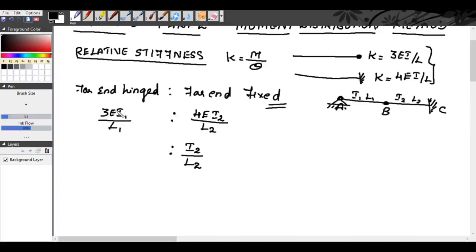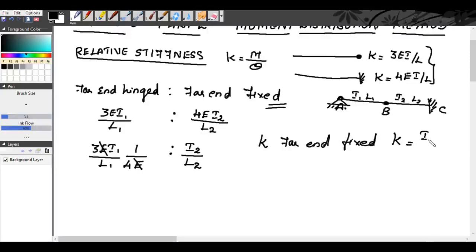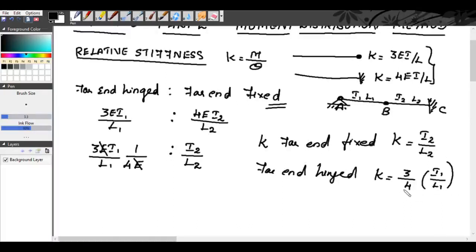So what does it become for the far end hinged? It is 3EI1 by L1 divided by 4EI2 by L2, so we can cancel the E and E. The relative stiffness is represented by K. For the far end fixed, K will be equal to I by L, or I2 by L2, and for the far end hinged, K is equal to 3 by 4 of I1 by L1. So this is called relative stiffness.